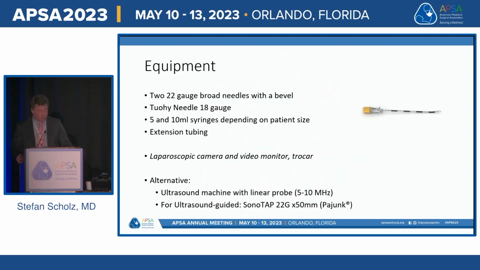Equipment, this is pretty straightforward. You need a small needle. Sometimes I use the TUI needle, which we use for inguinal hernia repairs, minimally invasive often.